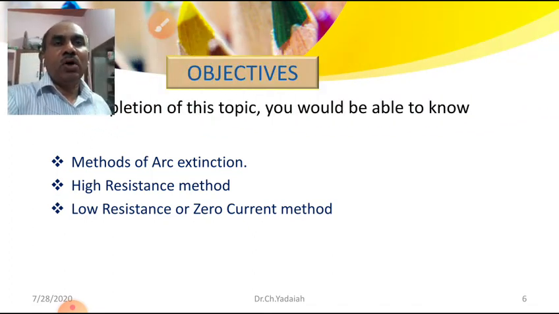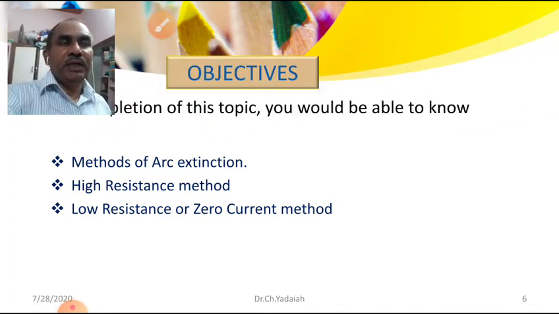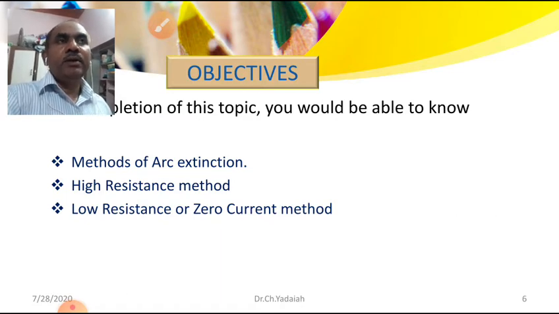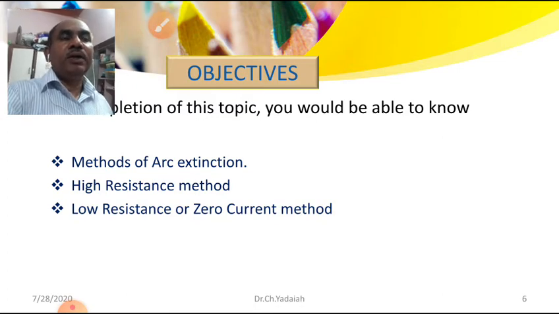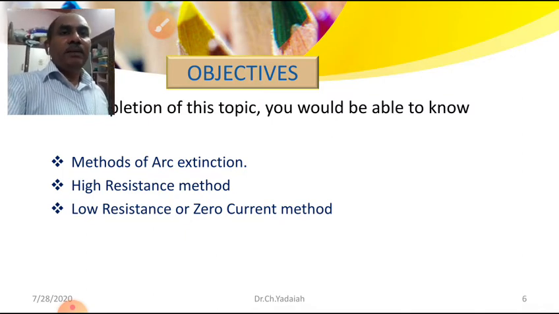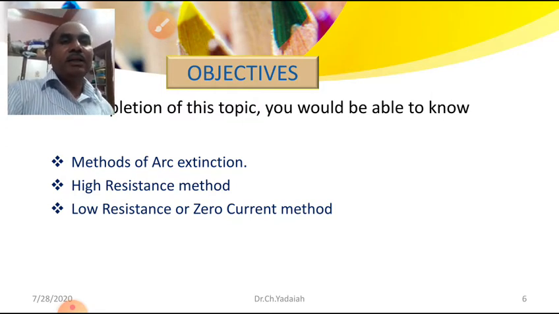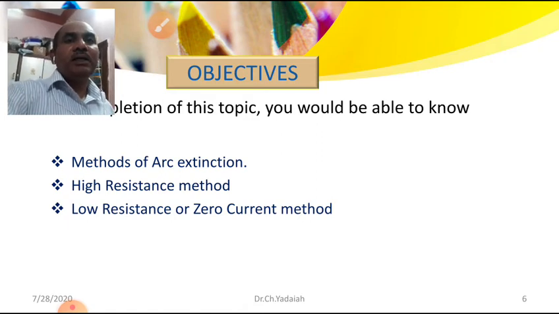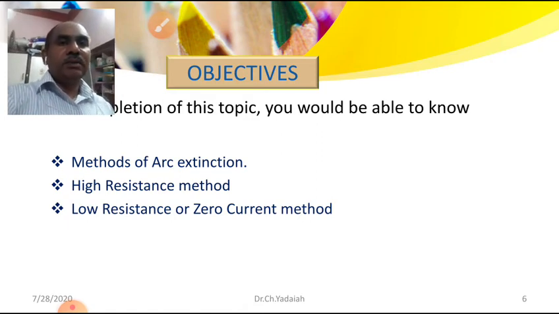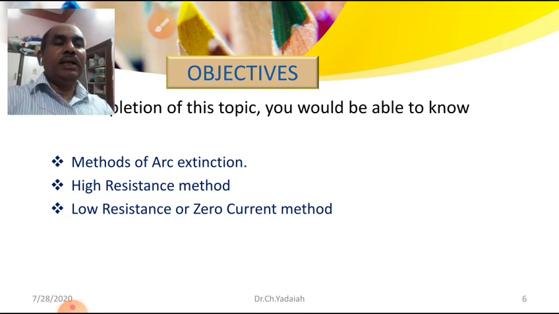Now, if you increase this arc resistance by any method, the current will automatically reduce. If the current reduces, there is no heat generation, and the arc will change in the next cycles. This is the basic aim of our circuit breakers. Now let us see what happens in the high resistance method and in the low resistance method, clearly with the help of diagrams.